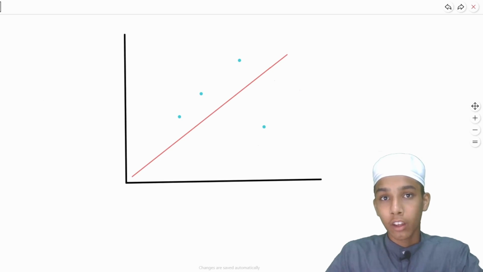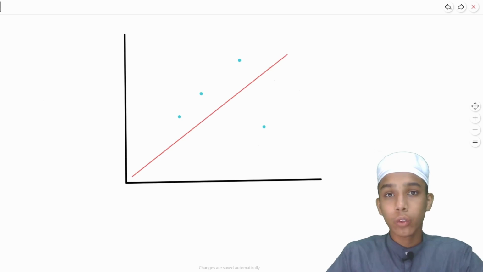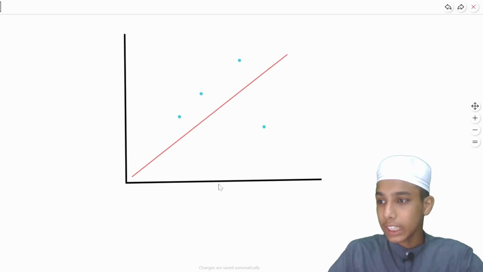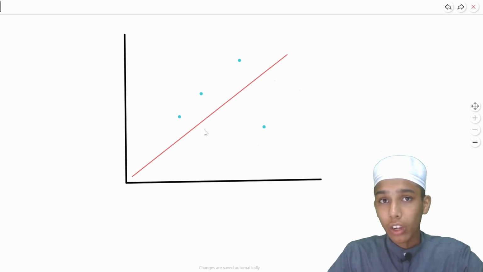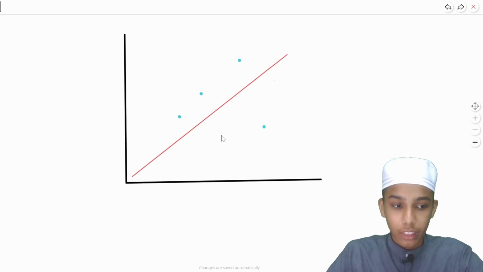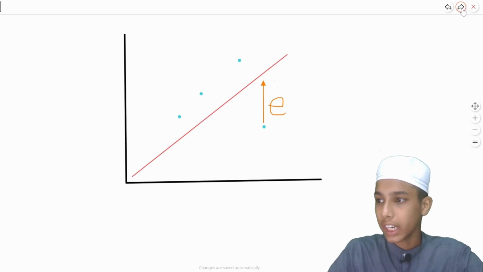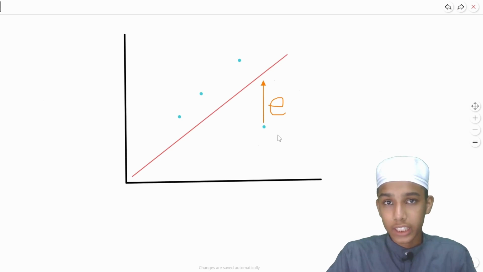For finding how good a fit line is, what its accuracy is, we use the squared error. As you can see, we have a graph on the screen, a data set. So how do we calculate the squared error? The distance between the point and the line is known as the error. Let me say that this is not the squared error, this is just an error.